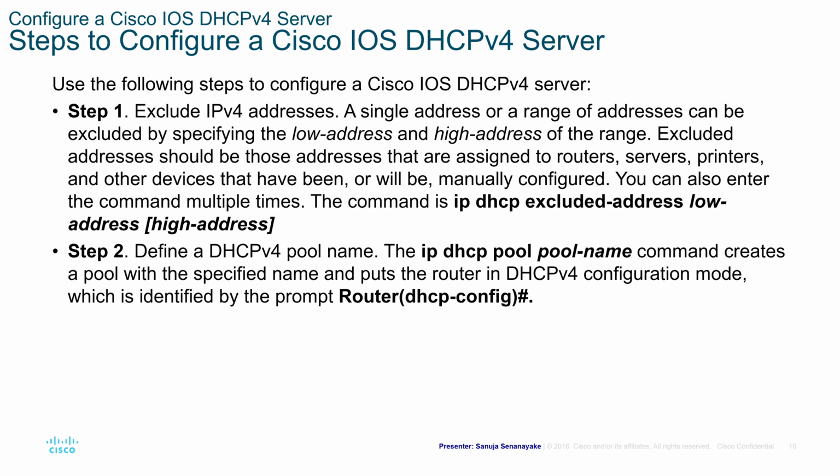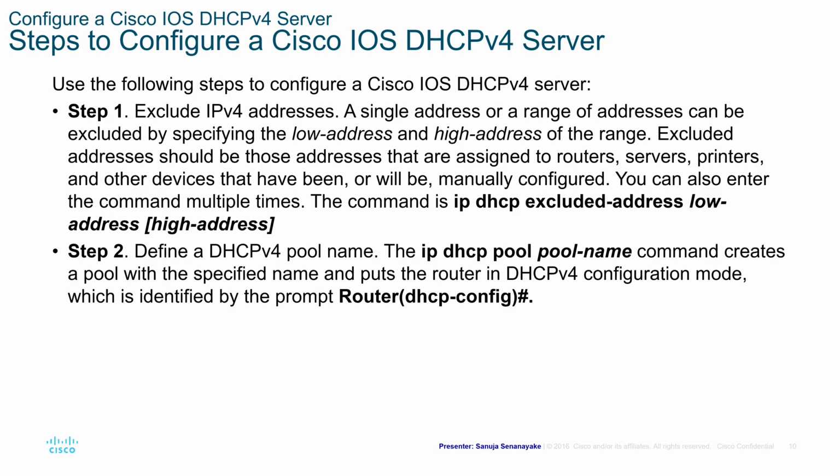Use the following steps to configure the Cisco IOS DHCPv4 server for the topology that we are going to be looking at. For any topology, we can use the same steps. It's the same configuration. This is an example given to us by Cisco, because the slide set is provided by Cisco.